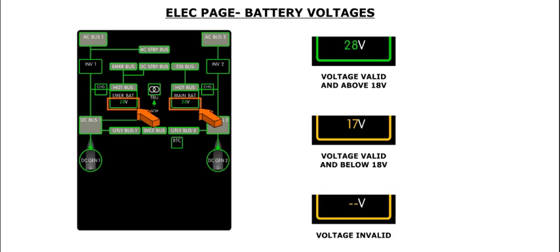The battery voltage is also color-coded, and uses the same color convention as the battery and hot bus icons. There is a third indication represented by 2 amber dashes. This indicates that the system is sensing an invalid battery voltage.